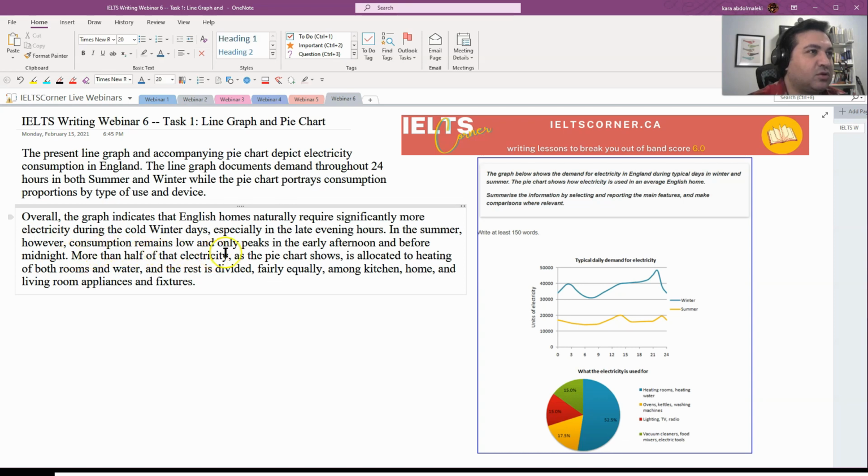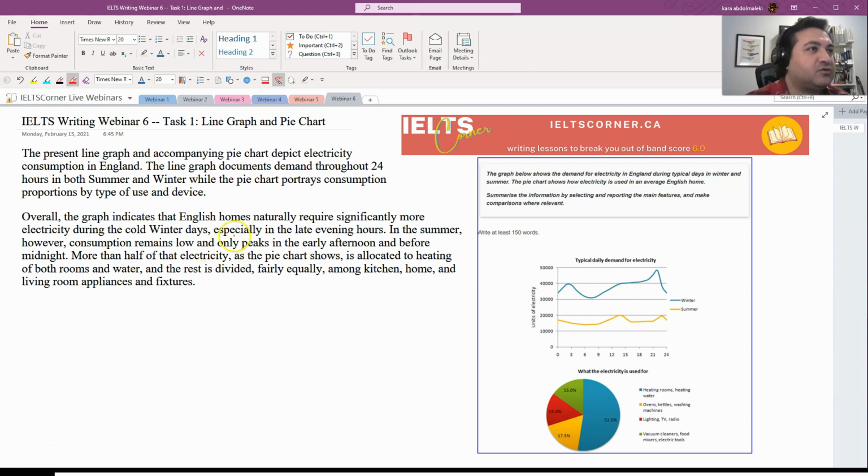Consumption remains low and only peaks in the early afternoon and before midnight. Early afternoon is right here. That's where it peaks. And before midnight is here. So we have kind of three peaks. One peak is here, that's for winter. One peak is here, and one peak is here. This peak is higher, so this is the actual peak of this. And this peak is a little lower.